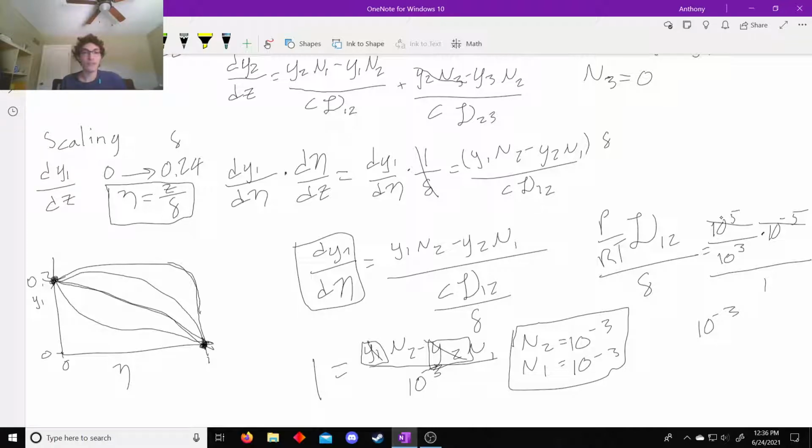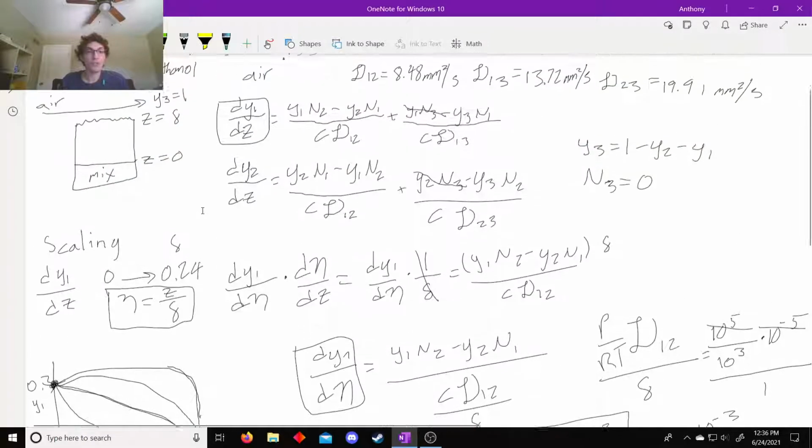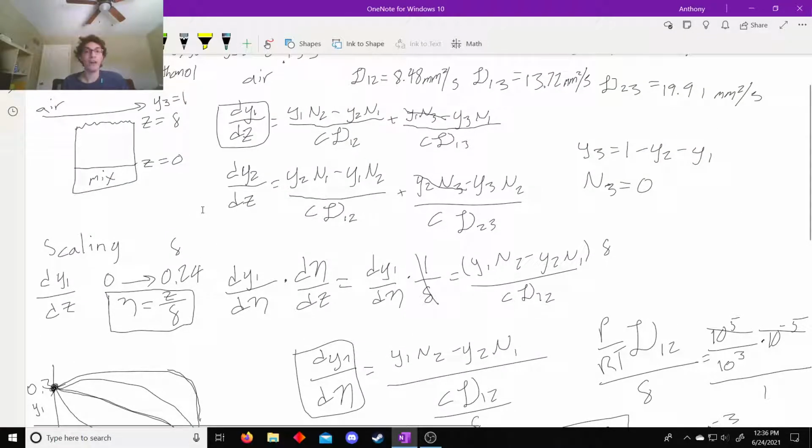So that's our scaling. And from here, we're going to go over to Python, where we're going to solve the initial value problems. We're going to solve these Stefan-Maxwell equations from 0 to delta. And we're going to use a root solver to find values for n1 and n2 such that the initial value problem gives us values of y1 and y2 equal to 0 when we're at delta. So I will see you over in Python.